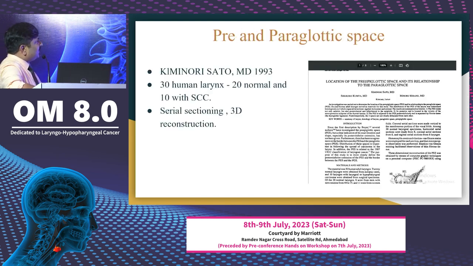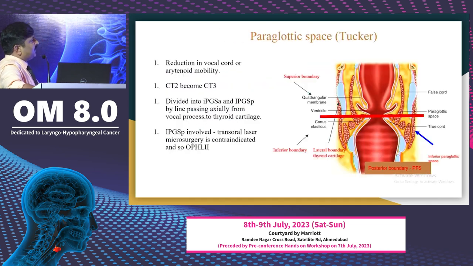Now, we all know pre- and paraglottic spaces are in continuation. This is work by Kimonori Sato in 1993, a nice paper. Now, the pre-paraglottic space of Tucker, named by Tucker. The boundaries are: lateral boundary is thyroid cartilage, superior boundary is the quadrangular membrane, inferior boundary is conus elasticus, and posterior boundary is the pyriform sinus.